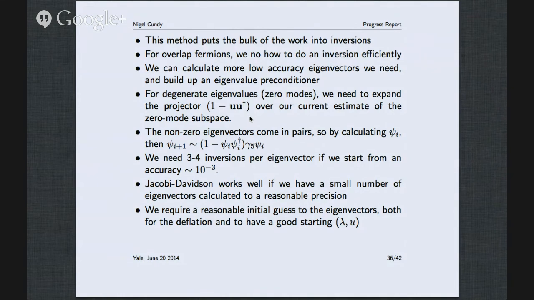Generally speaking, you need about 3 to 4 inversions per eigenvector if you start from around 10 to the minus 3. So it works well if we want a small number of eigenvectors calculated to reasonable precision, if we've got a good initial guess.